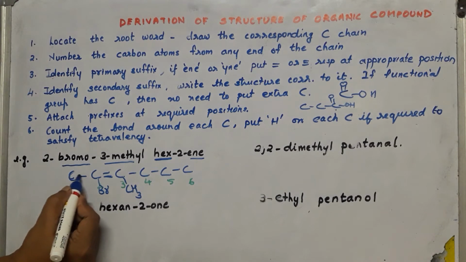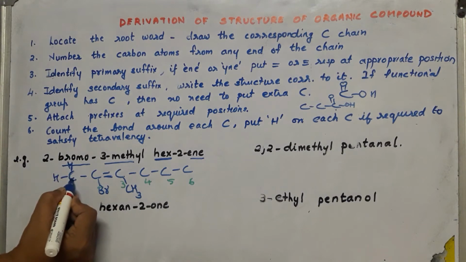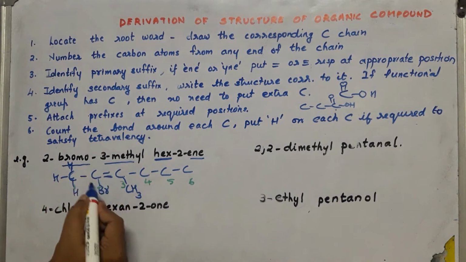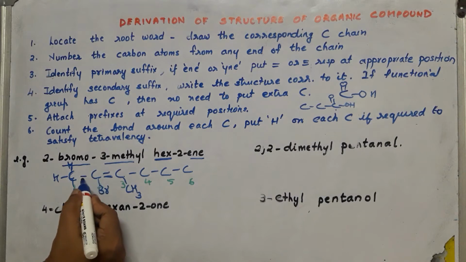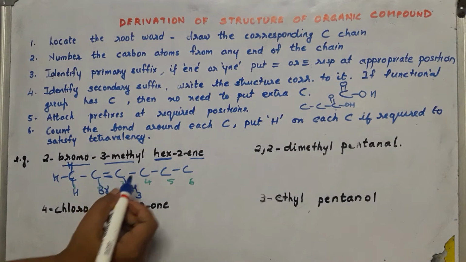Carbon 1, one bond is there, 3 more hydrogen has to be given. Carbon 2, second carbon, 1, 2, 3, 4. 4 bonds are around the second carbon, so it is satisfied.